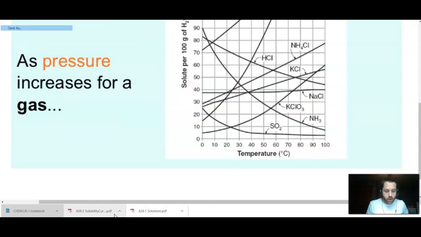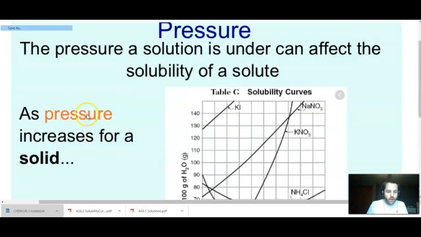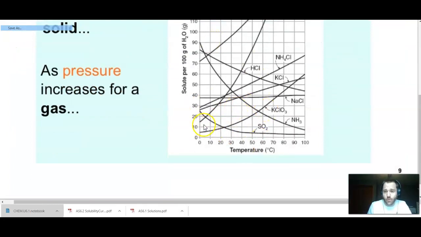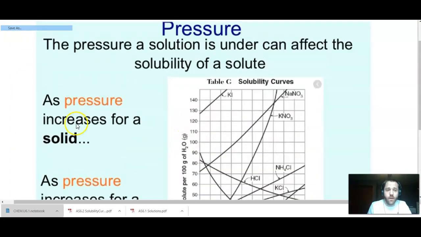So pressure can also affect this. If we look at this now, notice this graph actually doesn't show pressure at all. You almost just have to understand this one. As pressure increases for a solid, it actually has no effect on a solid's ability to dissolve because the pressure is not pushing down on that solid. The solid is a rigid substance, so it's not going to have an effect. So as pressure increases for a solid, no effect on solubility.